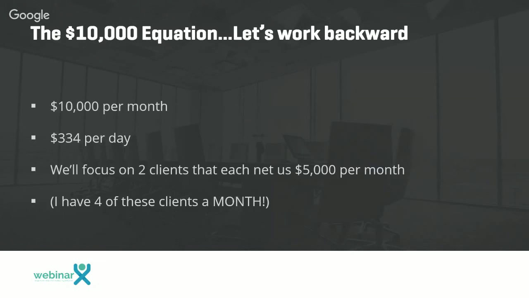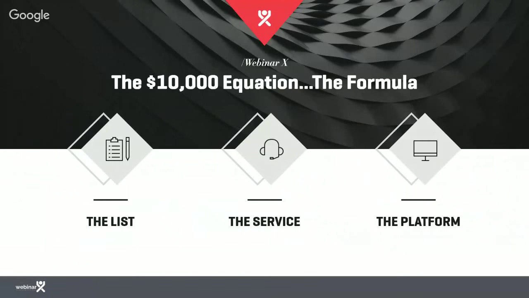So let's get started. $10,000, guys. Let's break down how to make this work. That's $10,000 per month, $334 per day, and we'll focus on two clients that will net us $5,000 a month. So we have four clients for this month. If you can figure out how this three-step formula can work for you, this is going to be a recurring business that you can rely on every single month.